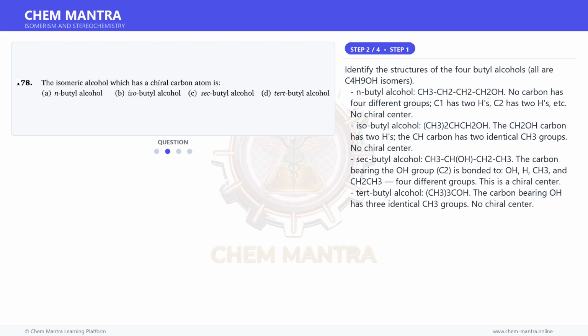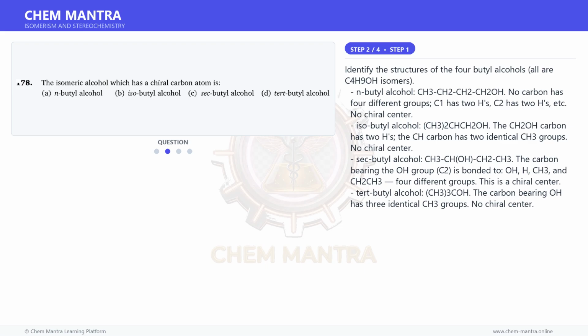Isobutyl alcohol, (CH3)2CHCH2OH. The CH2OH carbon has 2 Hs, the CH carbon has 2 identical CH3 groups. No chiral center. Sec-butyl alcohol, CH3CH(OH)CH2CH3. The carbon bearing the OH group, C2, is bonded to OH, H, CH3, and CH2CH3, 4 different groups. This is a chiral center.